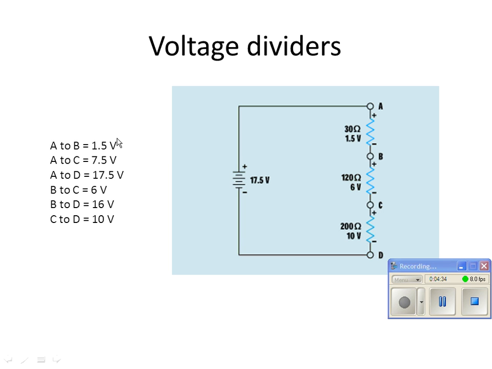So we can see the voltage being dropped across resistor 1 is 1.5 volts. Our voltage across B to C is 6 volts. And our voltage drop across C to D is 10 volts. So if I wanted 6 volts to supply something else, I could connect to B and C, and I would have a 6-volt supply across that. Isn't that odd? But that works that way.